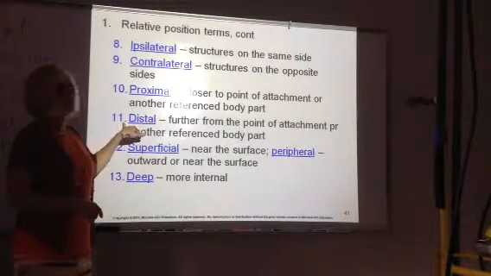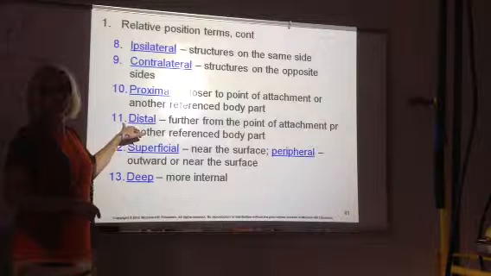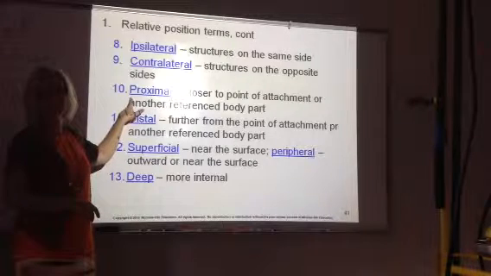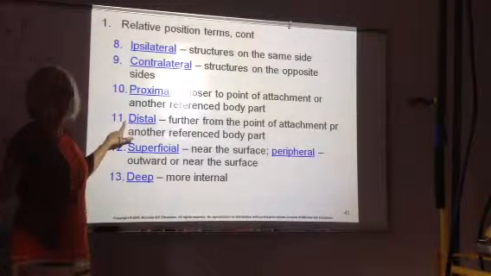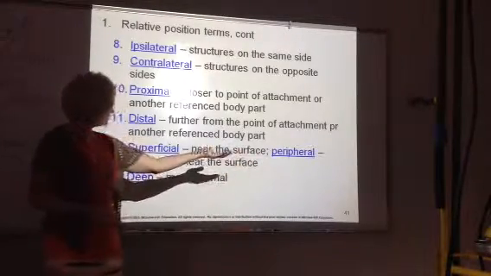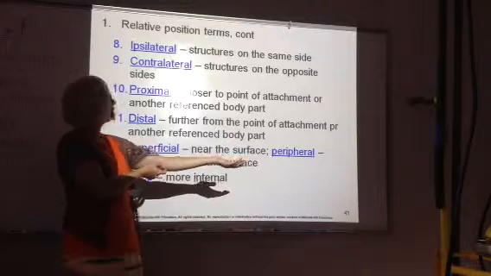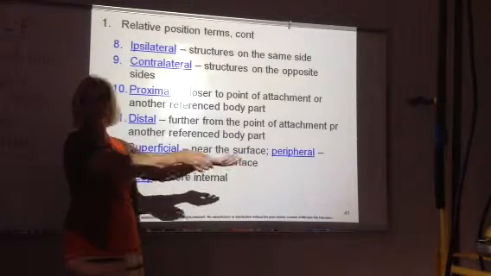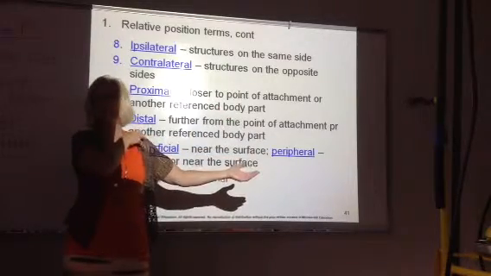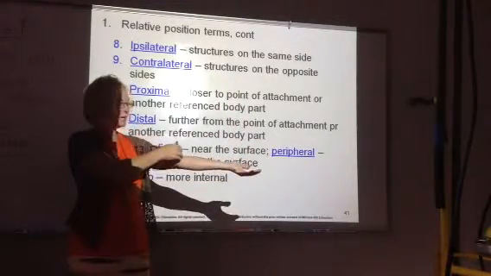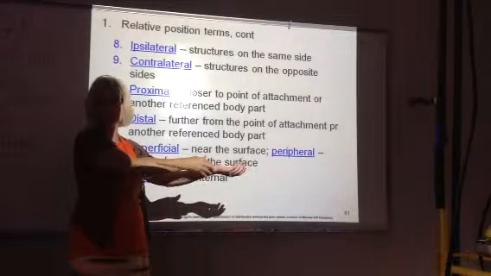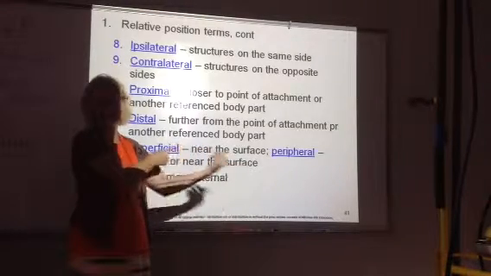Proximal, distal, we'll use this a lot when we start talking about the skeleton. Proximal means closer to the point of attachment, and distal means further away from attachment. So if I look at my arm, I would say that my elbow is proximal to my wrist. It's closer to my point of attachment. My arm is attached at the shoulder. So my elbow is proximal. My wrist would be distal. It's further away.